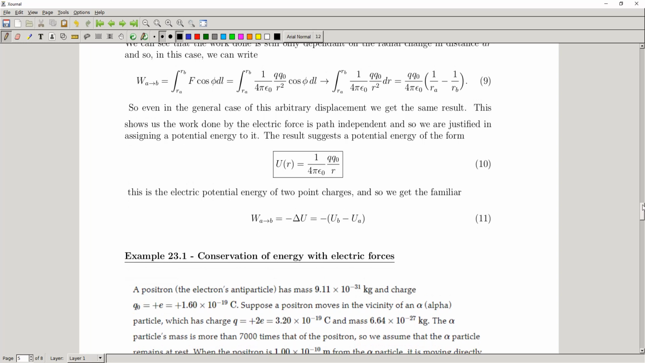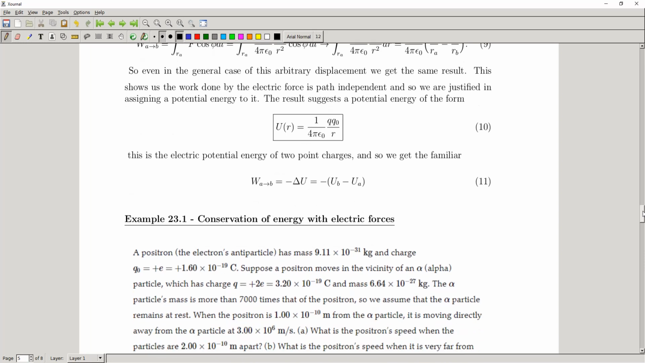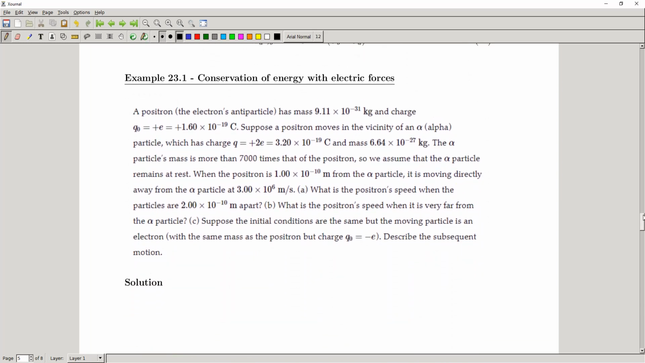Okay, so as I said, this is our electric potential energy. We have the expression from before of how our potential energy relates to the work done, and now we can take a look at some examples. Before I do this, let me just pause the video and save this so I don't lose any of the notes I might have made above, and then we'll get into this example.